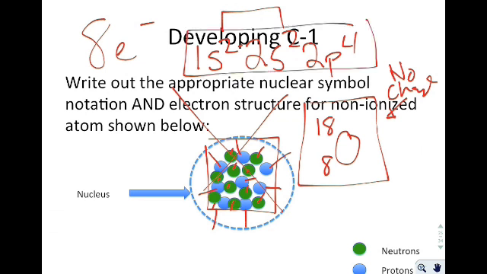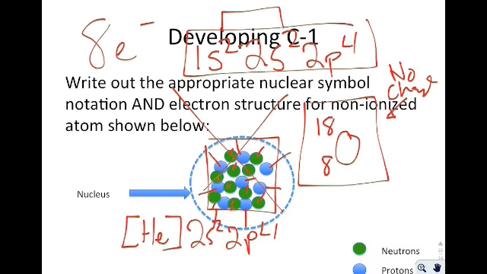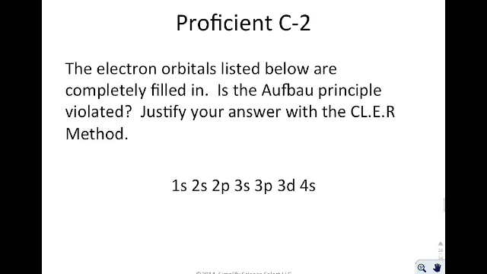Now, I could also shorten that to the noble gas shortcut, where I would say helium, 2s2, 2p4. Both of those would be acceptable. Next, we have the proficient level question.